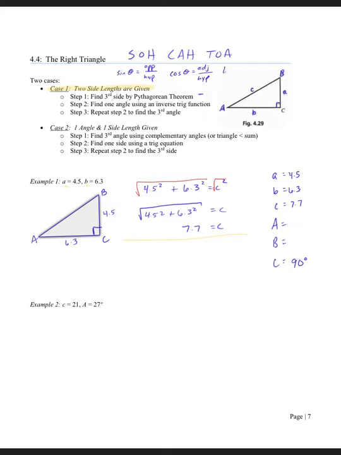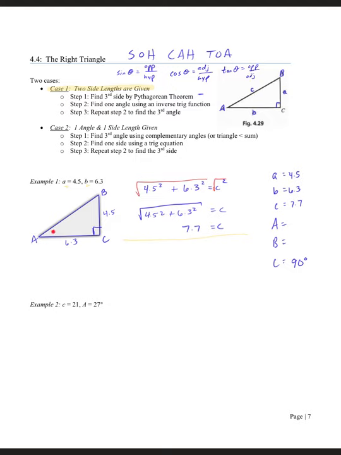So lastly we have TOA, which is tangent of theta is opposite over adjacent. Now this we know because from angle A, the opposite side is 4.5 and the adjacent side is 6.3. So I want to use tangent.